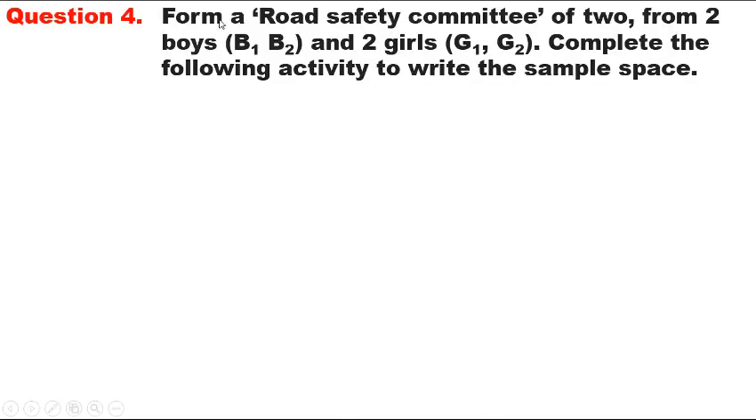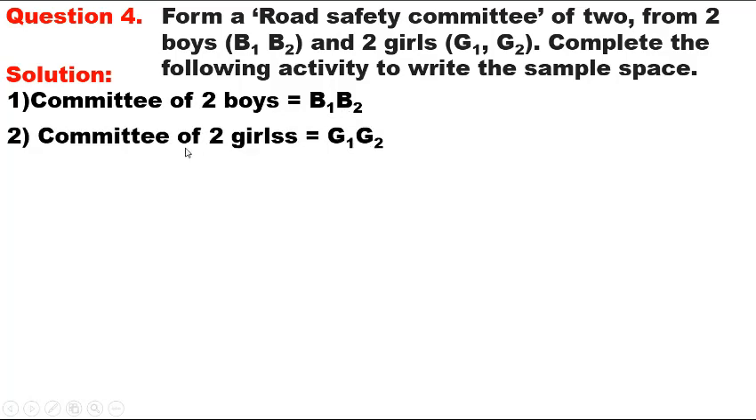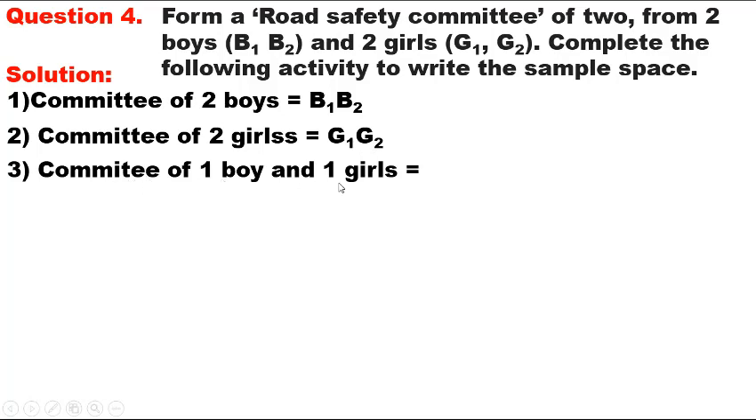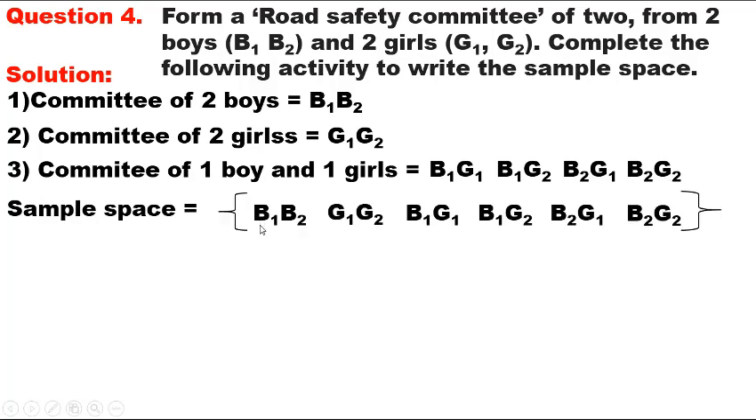Question 4th. Form a road safety committee of 2 from 2 boys B1, B2 and 2 girls G1, G2. Complete the following activity and write the sample space. Solution. Committee of the 2 boys is B1 and B2. Committee of the 2 girls is G1 and G2. Committee of 1 boy and 1 girl is B1, G1, B1, G2 or B2, G1, B2, G2. Sample space is B1 B2, G1 G2, B1 G1, B1 G2, B2 G1, B2 G2.